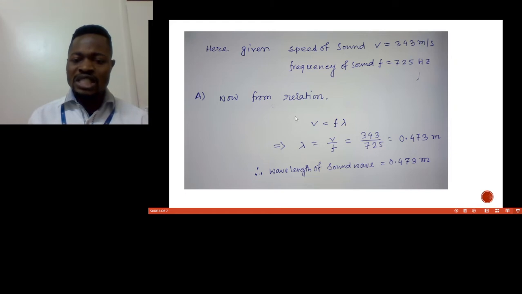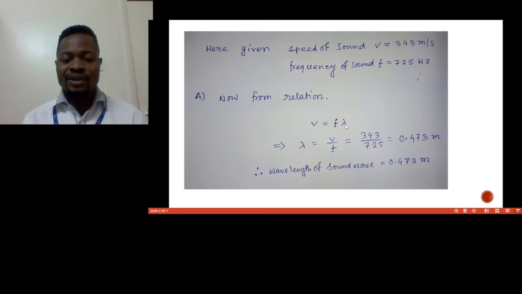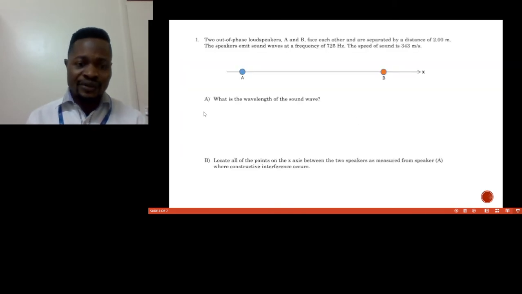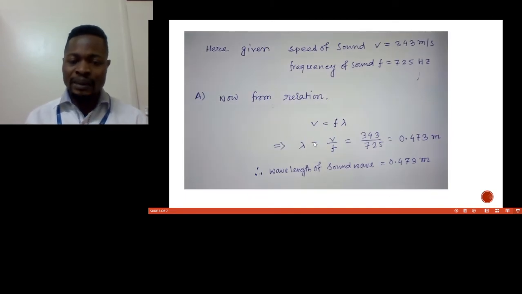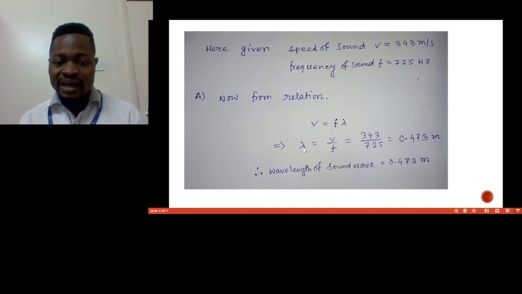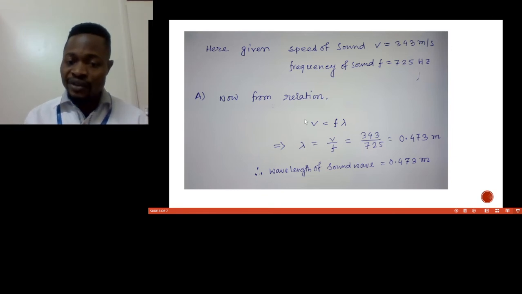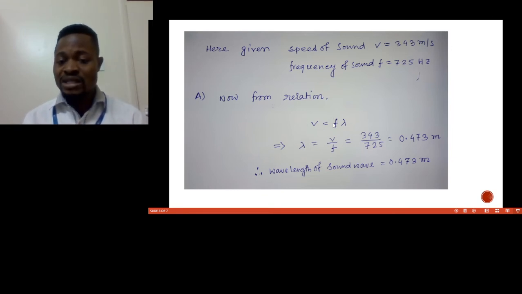What are we looking for? We are going to use the formula V = fλ, because we have the speed of sound as V and we also have the frequency, but we are looking for the wavelength. Remember, in the first question you are asked what is the wavelength of the sound wave. So we are going to apply this formula. Since we are looking for lambda, we make lambda the subject, so that λ = V / f, where f is the frequency.